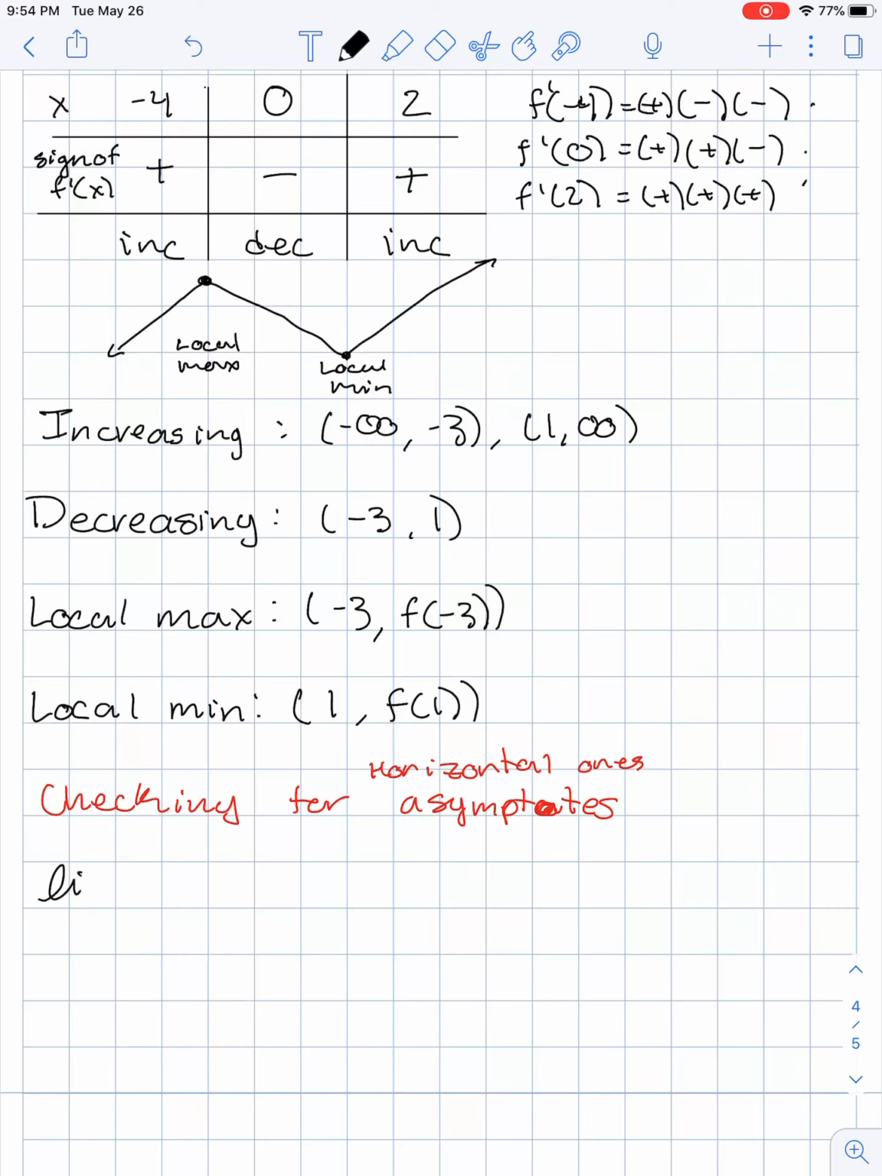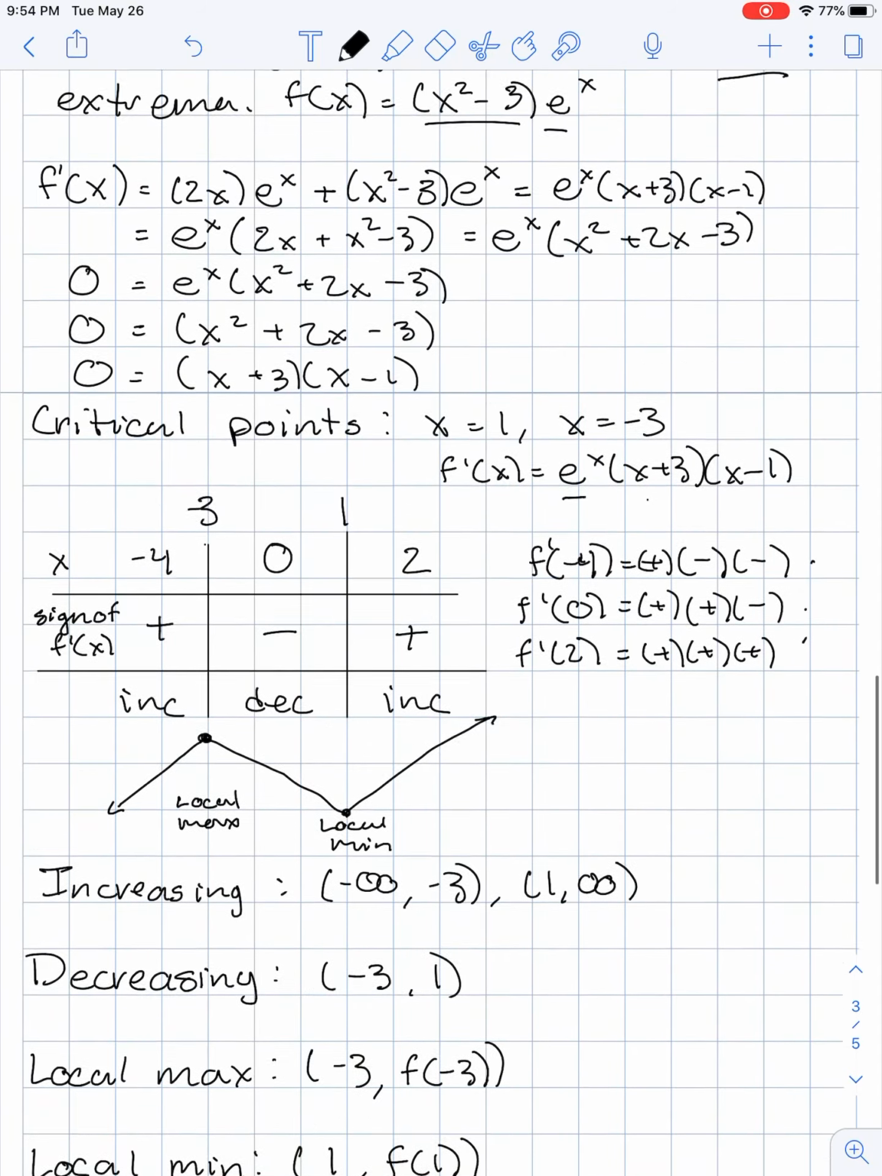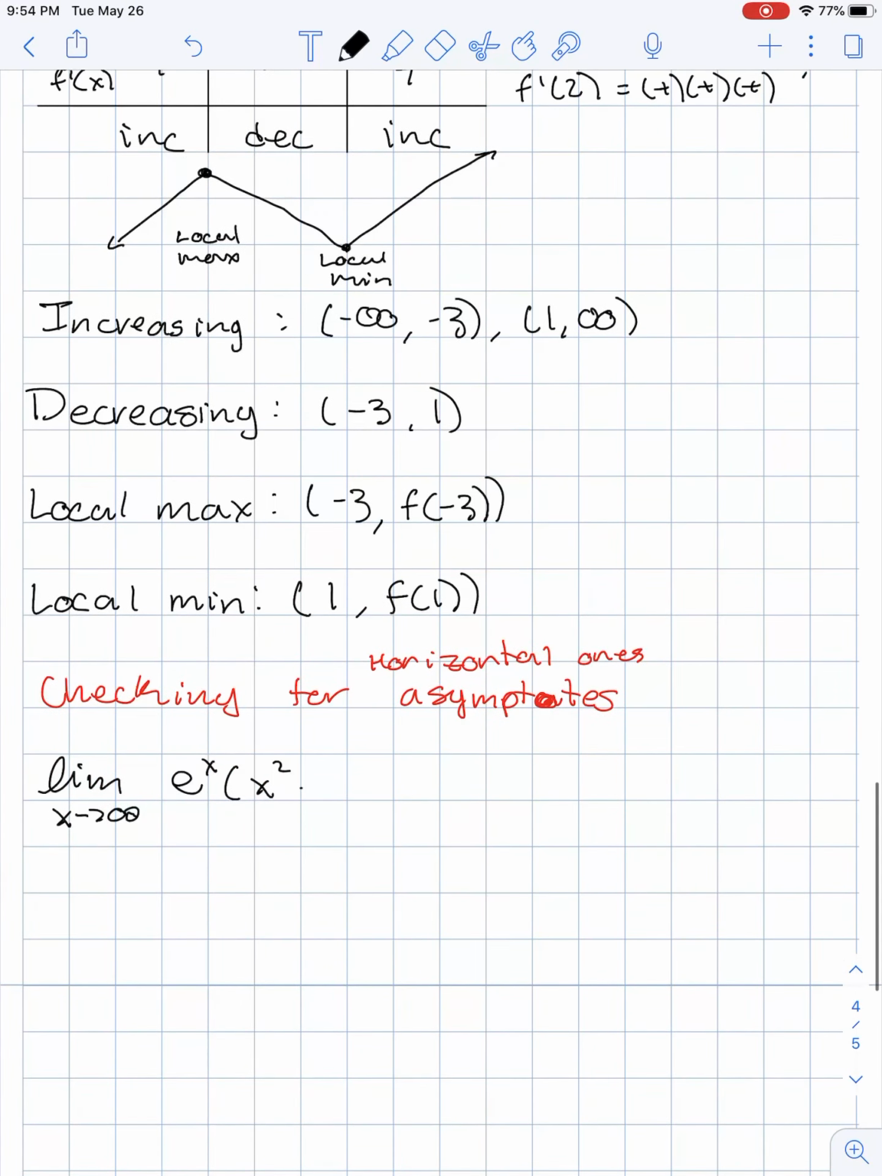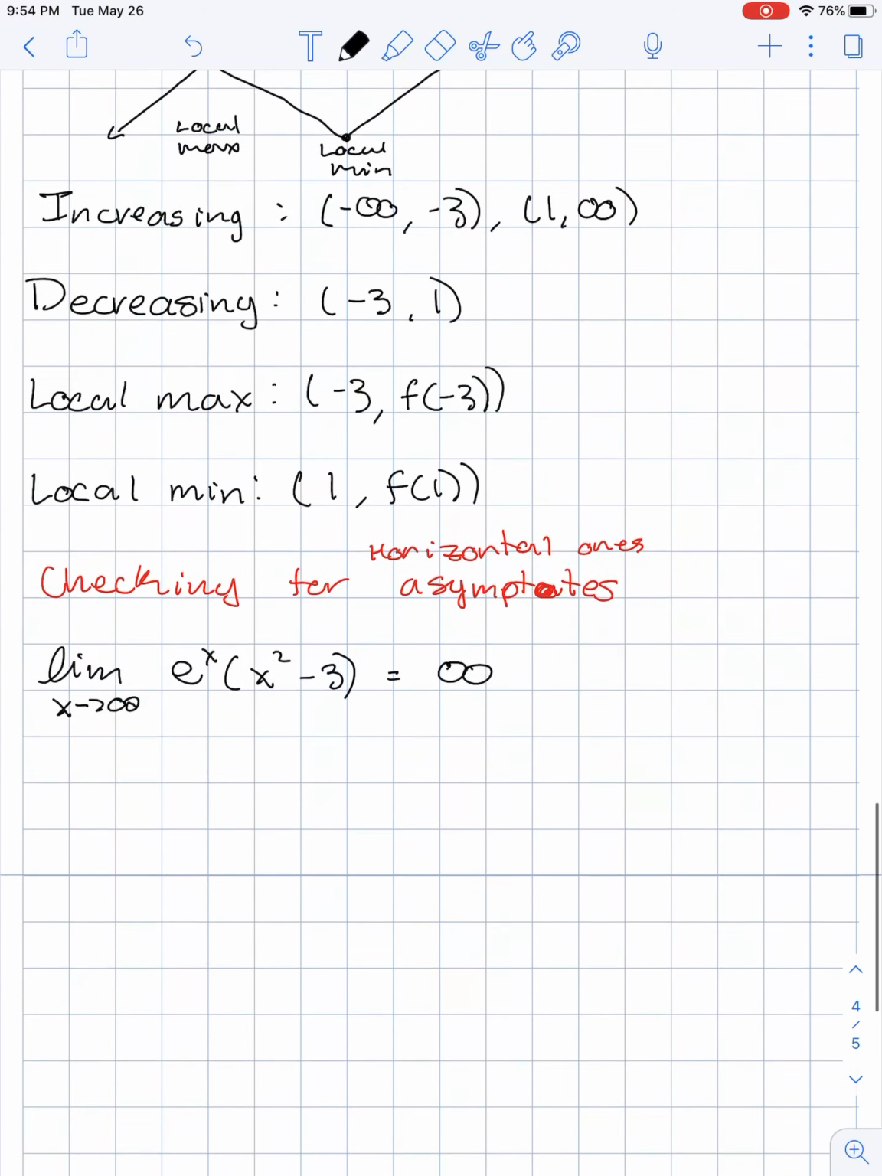Okie dokie. So we're going to check the limit as x goes to infinity of e to the x squared minus 3. Well, e to the x as x goes to infinity, that's going to get really big. And x squared minus 3, that's also going to get really, really big. So there's nothing stopping or halting this from getting really, really big. So that's going to go towards infinity. Big number times big number.